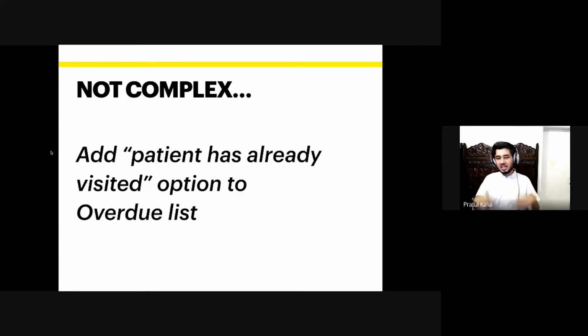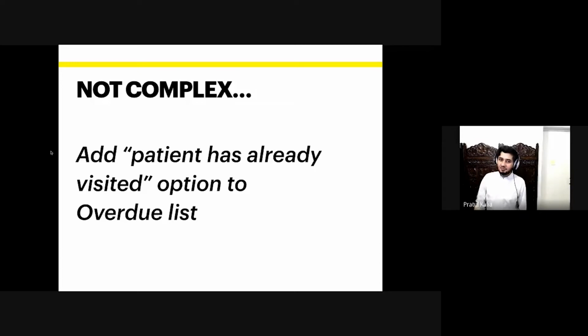Add "patient has already visited" option to an overdue list. Again, it seems like this list already exists. It already has a bunch of options, and we just have to add another option. So the flows and the controllers and stuff, it seems like they're already set up. So this doesn't sound very complex, right?